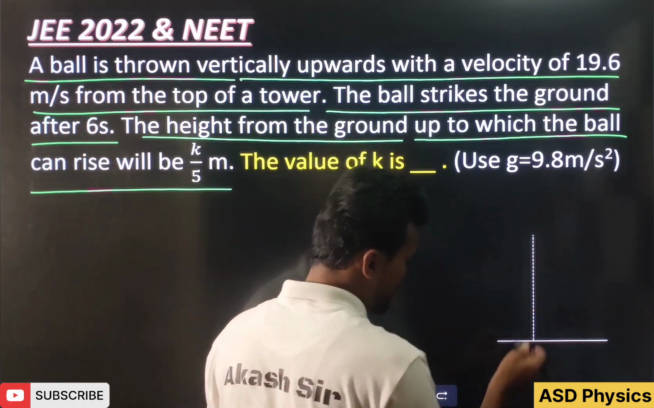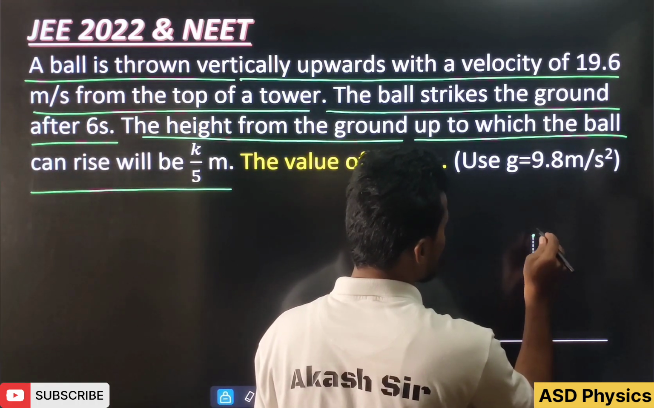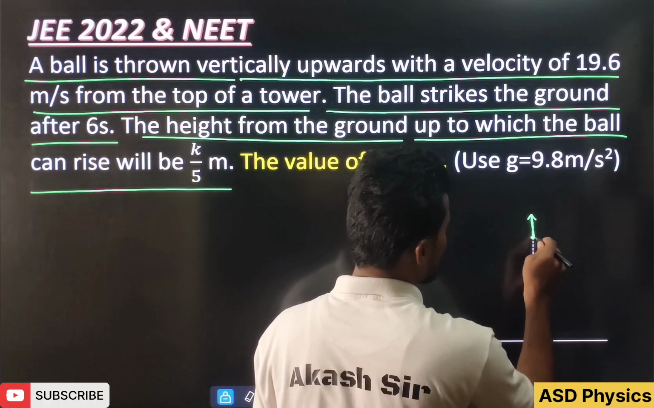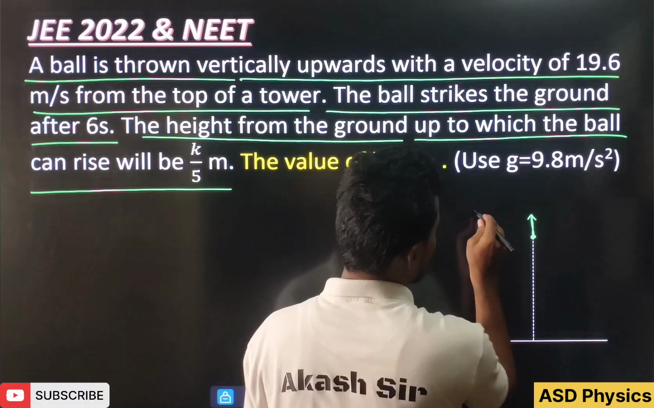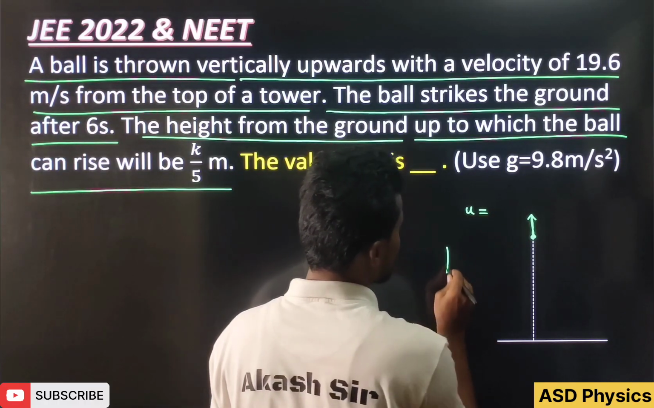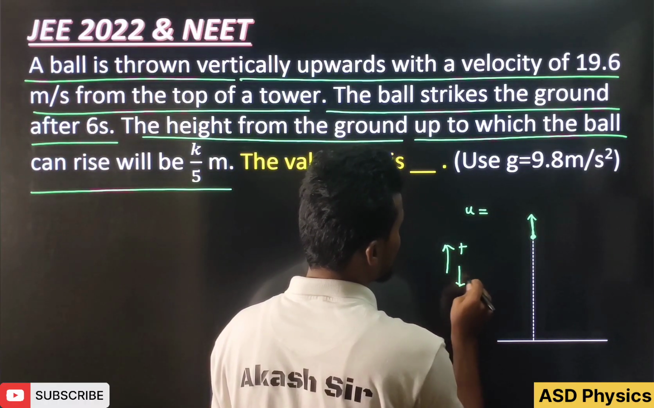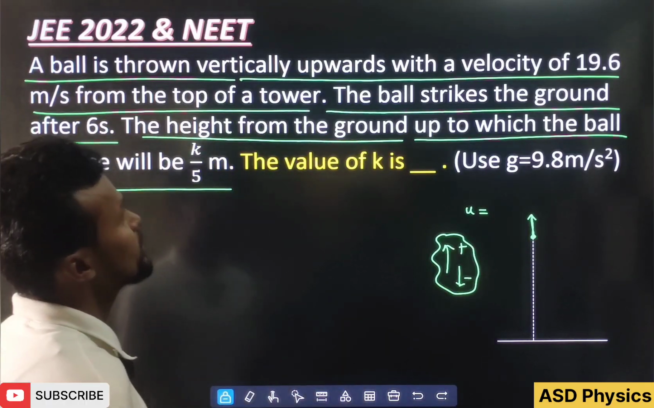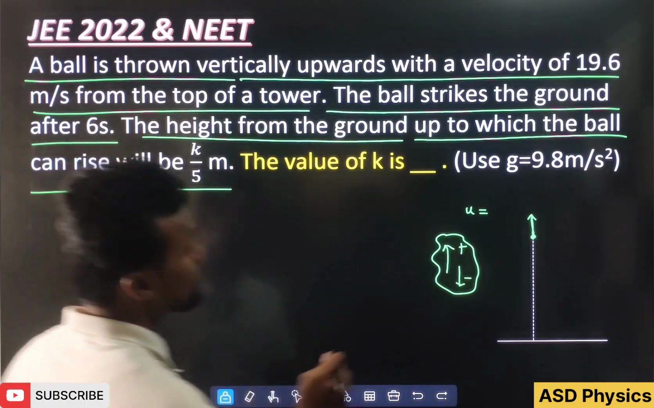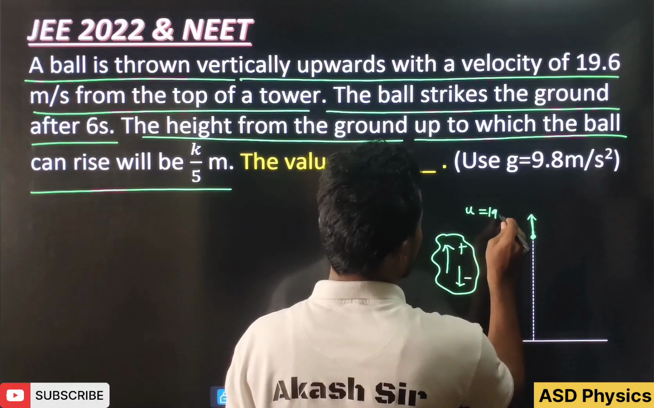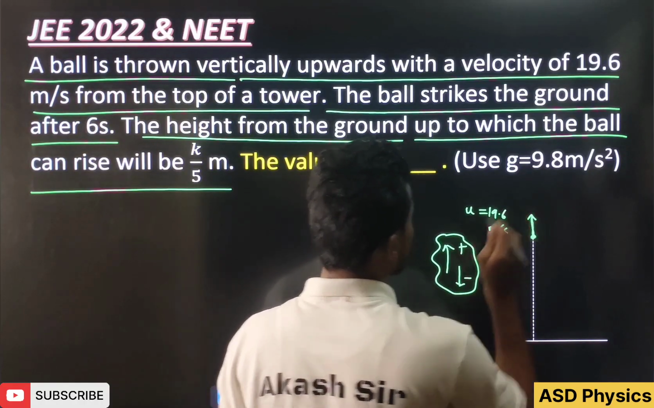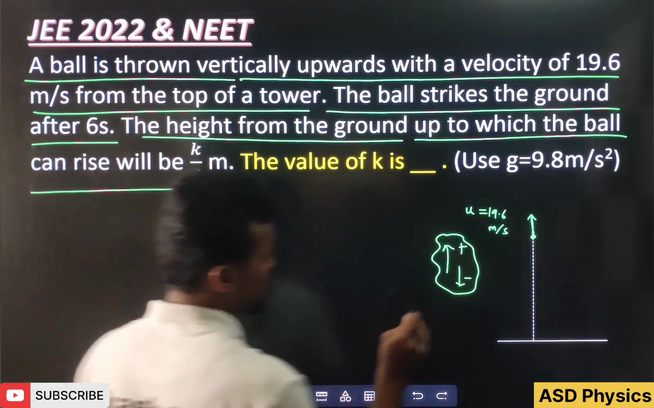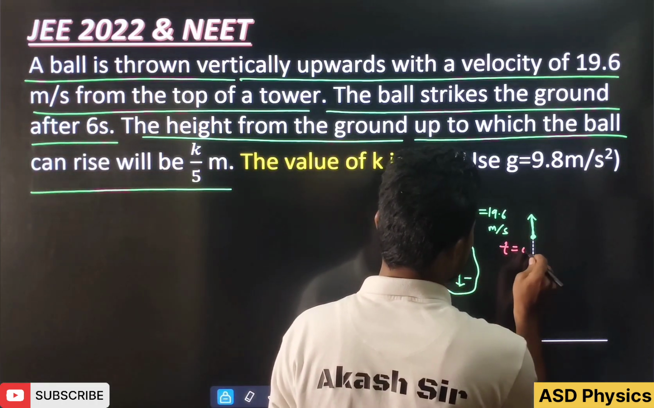So let's take here, this is one tower, no? And from the top of the tower, the ball is thrown vertically upward from here. Now, sign convention: let's take upward plus and downward minus, by default. So u value, how much is given here? You can see very well, 19.6 meter per second. So remember that here 19.6 meter per second is positive, because upward is positive. And let's take time here: t equal to 0.